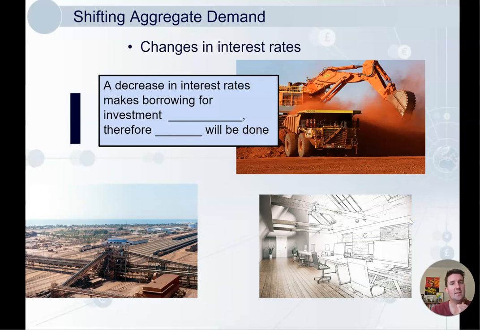Change in interest rates will affect investment as well, because a lot of investment spending is done through borrowing. So, these trucks, they cost a huge amount of money. Mining companies don't necessarily buy them with cash. They will borrow money to buy them. So decrease in interest rates makes borrowing for investment cheaper. Does it make it cheaper? Yes, it does. Therefore, more will be done. So decrease in interest rates, more investment. Increase in interest rates makes it more expensive, less will be done.